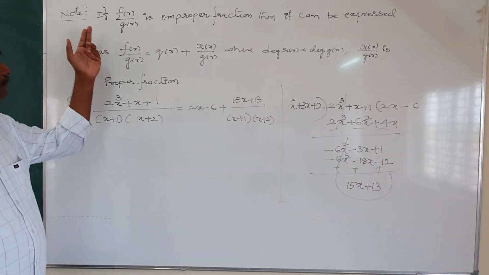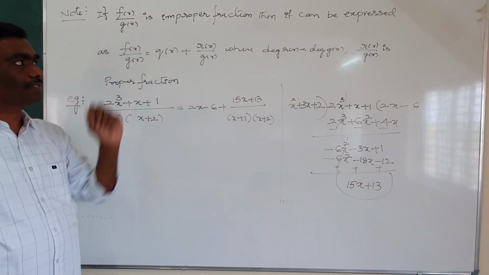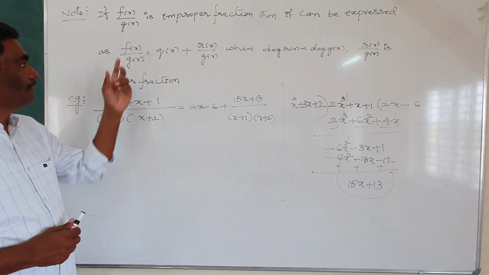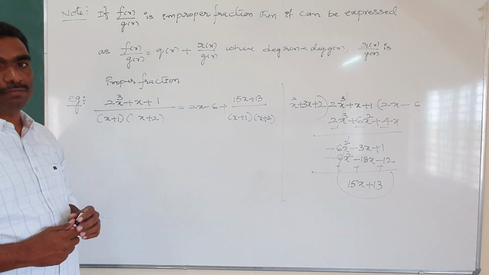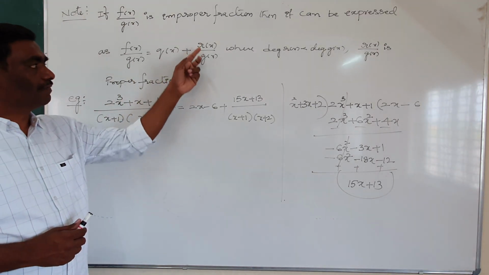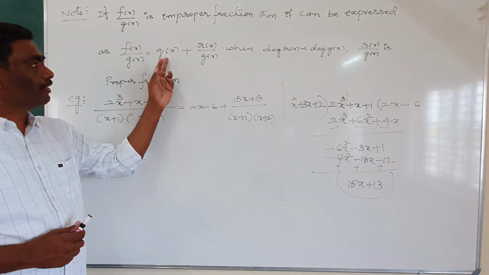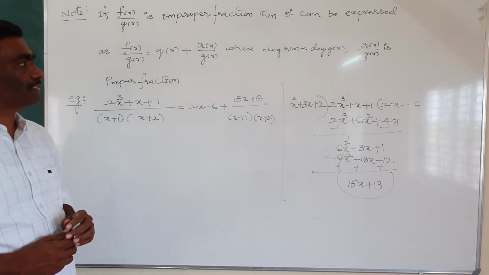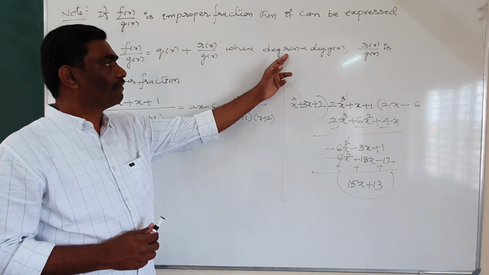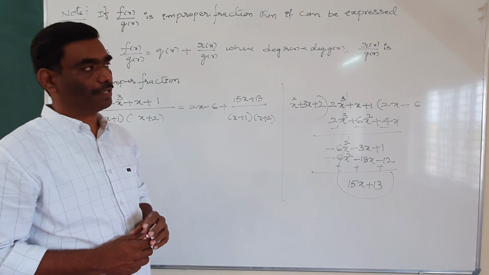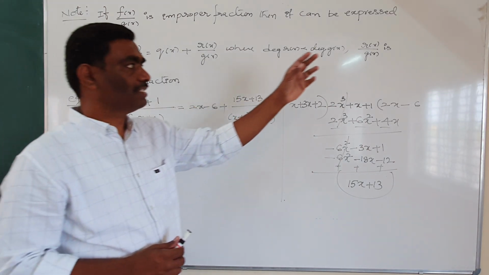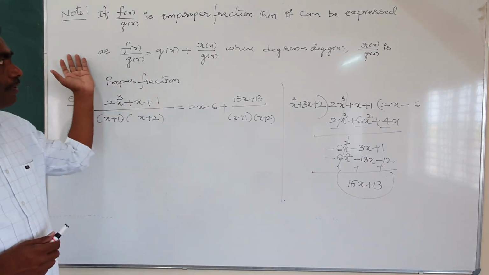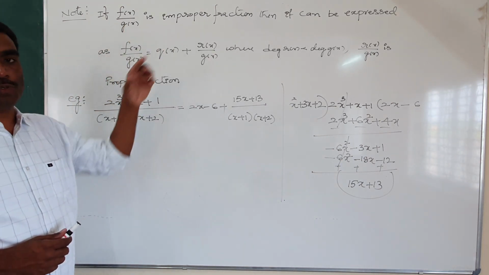Look at the note. If f(x)/g(x) is an improper fraction, then it can be expressed as f(x)/g(x) = q(x) + r(x)/g(x), where q(x), r(x), g(x) are also polynomials. But here, the degree of r(x) is less than the degree of g(x). Then r(x)/g(x) is a proper fraction. It is useful to reduce the improper fraction into the proper fraction.